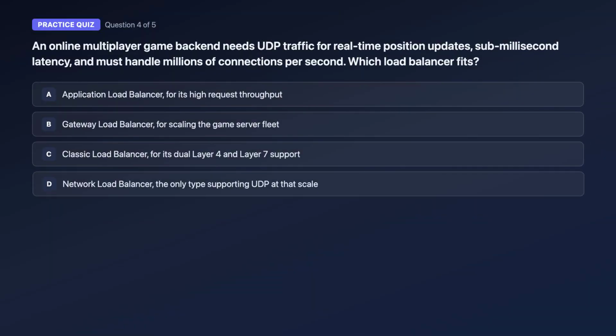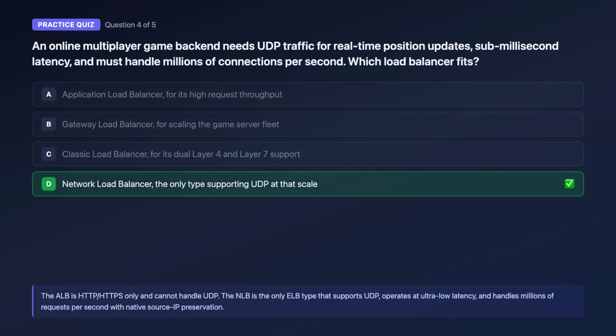Question 4. An online multiplayer game backend needs UDP traffic for real-time position updates, sub-millisecond latency, and must handle millions of connections per second. Which load balancer fits? Option A, the application load balancer for high request throughput. Option B, the gateway load balancer for scaling the game fleet. Option C, the classic load balancer for dual layer support. Or option D, the network load balancer, the only type supporting UDP at that scale. Pause here if you want more time.